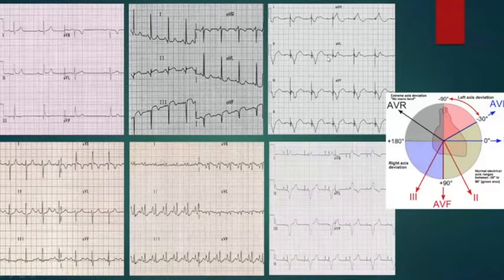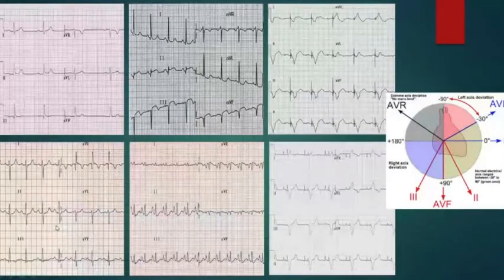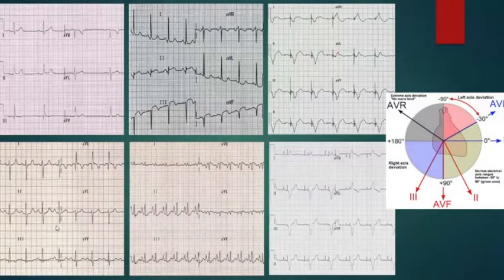So, can somebody try this example? I could try. Yes, please. Okay, I can see that lead number one is negative. Yes. And the limb lead aVF is positive. So we're positive, yes.